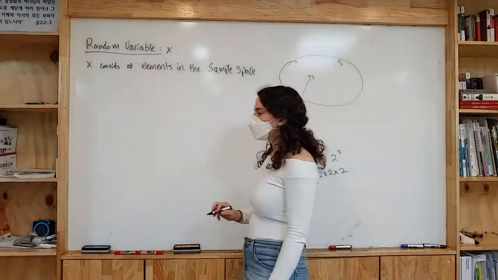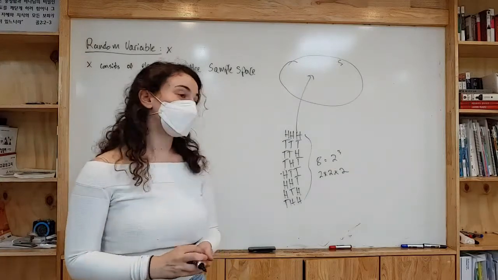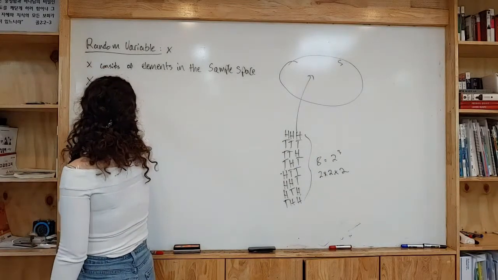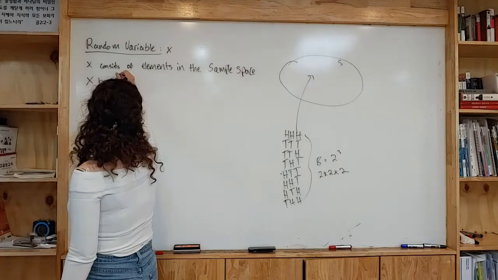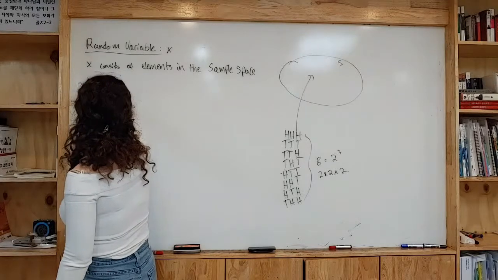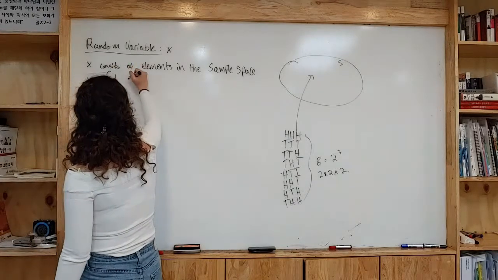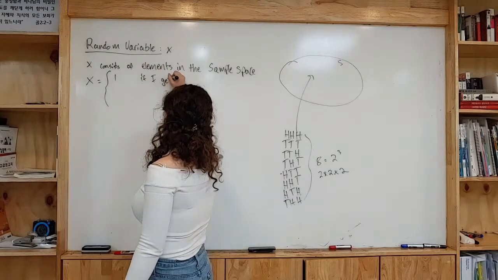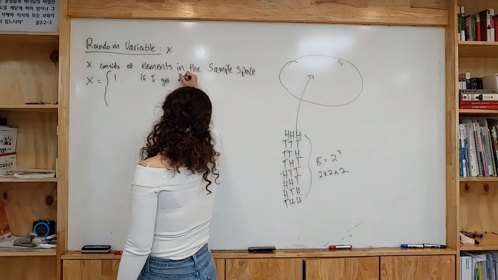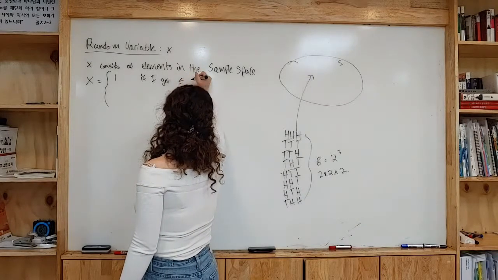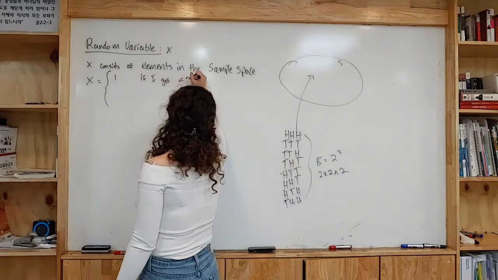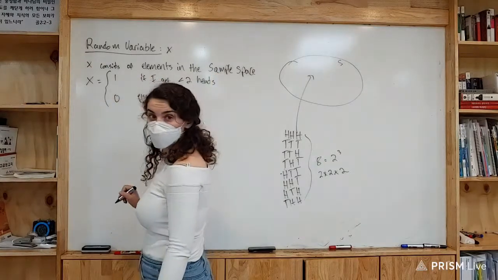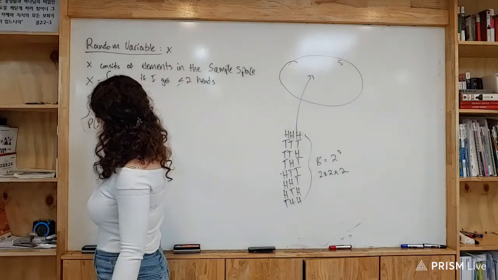Okay? And so basically we can define X as anything that we want. So let X equal 1. This is an indicator, right? It can be 1 or 0 in this case. It's 1 if I get strictly less than 2 heads, and 0 else. Okay? So what is the probability that X equals 1?